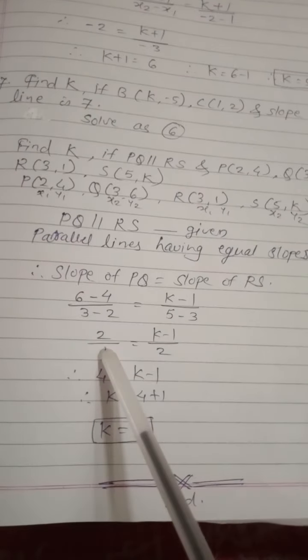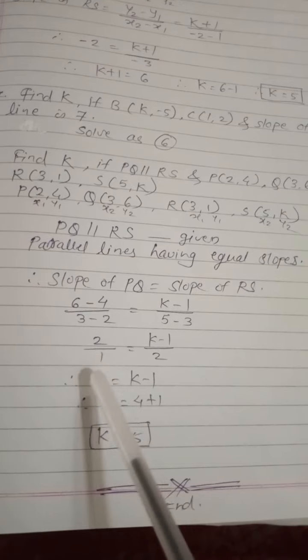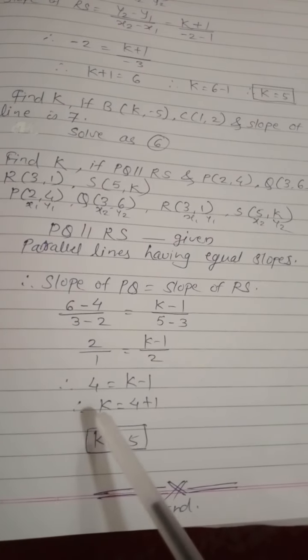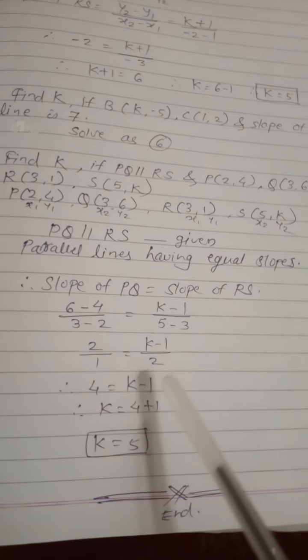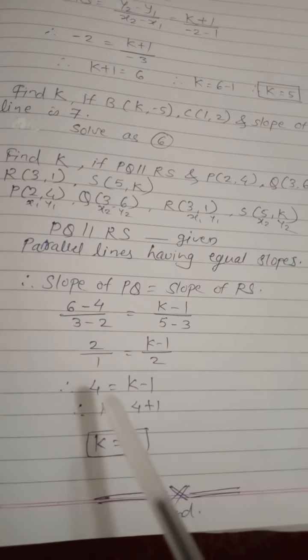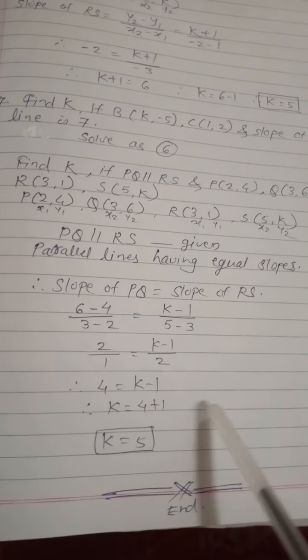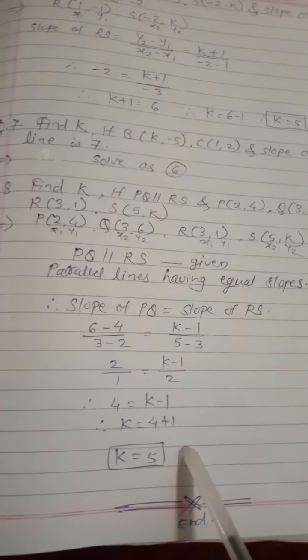6 minus 4 gives 2, and 3 minus 2 is 1. And k minus 1 upon 2. By cross multiplication, 4 is equal to k minus 1. Now we move this 1 to the other side, so k is equal to 4 plus 1. So k is equal to 5.